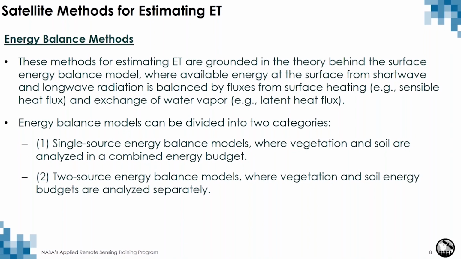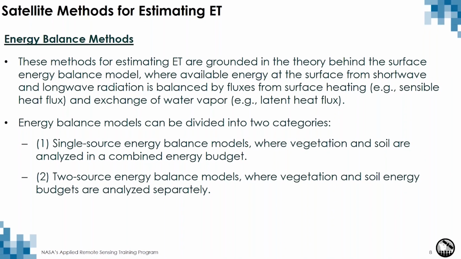One of the disadvantages is that the exchange of heat and moisture from the vegetation and soil are handled very differently. So when you combine them into one energy budget, it requires a lot of assumptions and corrections that make single source energy balance models sometimes hard to apply in an automated sense without this calibration.